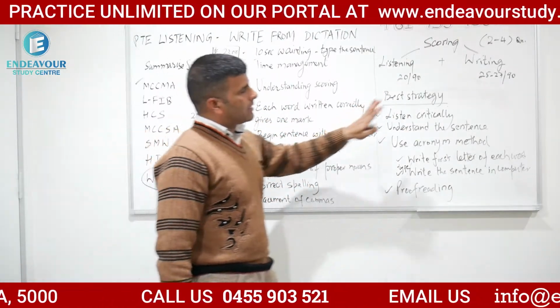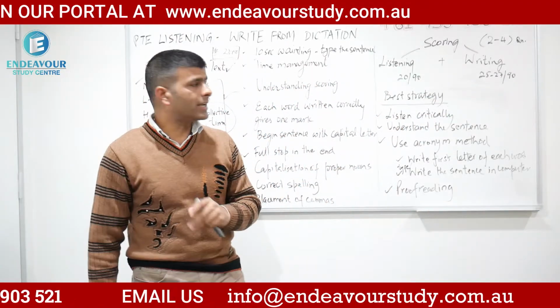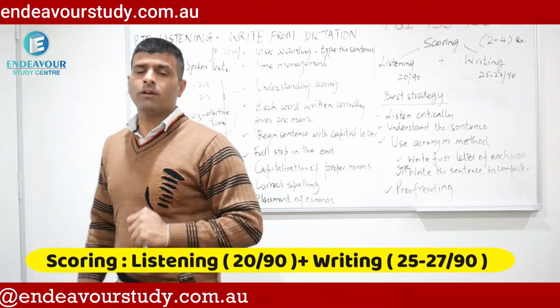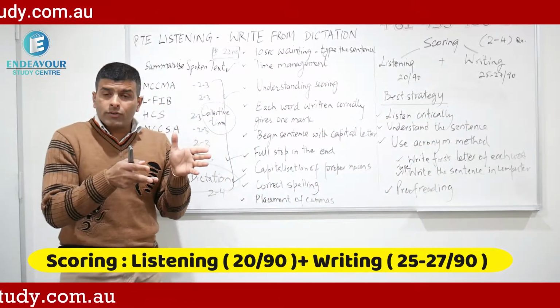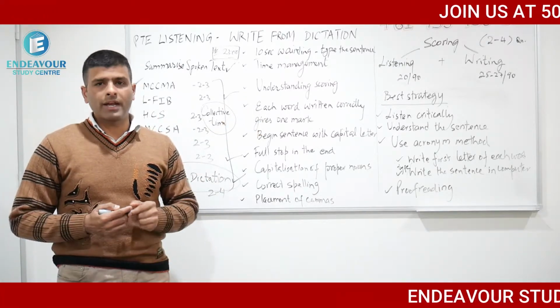Then we look at the writing contribution. Write from dictation scores heavily on your writing. Approximately 25 to 27 points out of 90 will only come from write from dictation. This contribution coming from write from dictation is more than even the whole writing module.